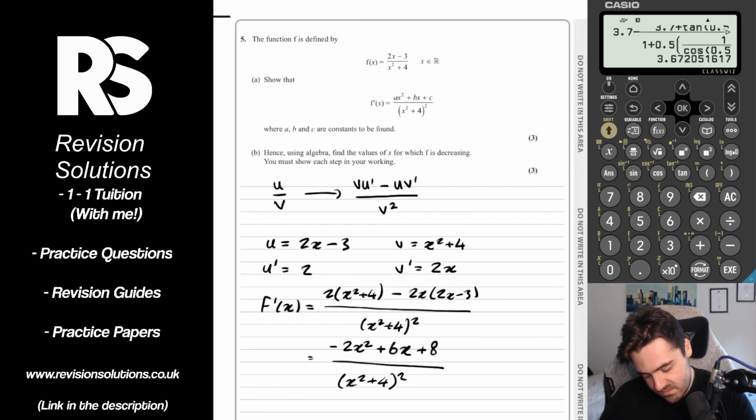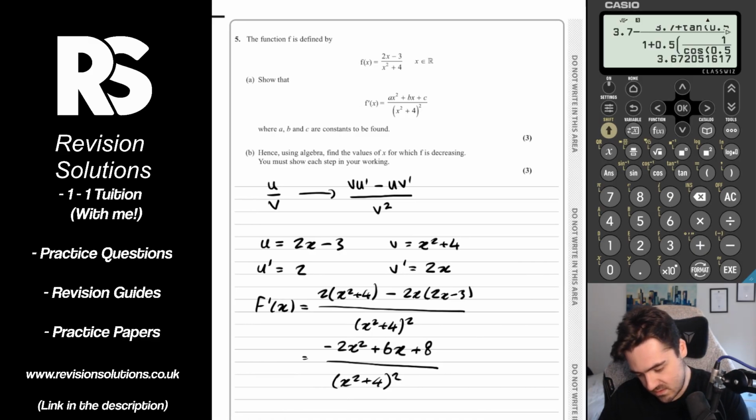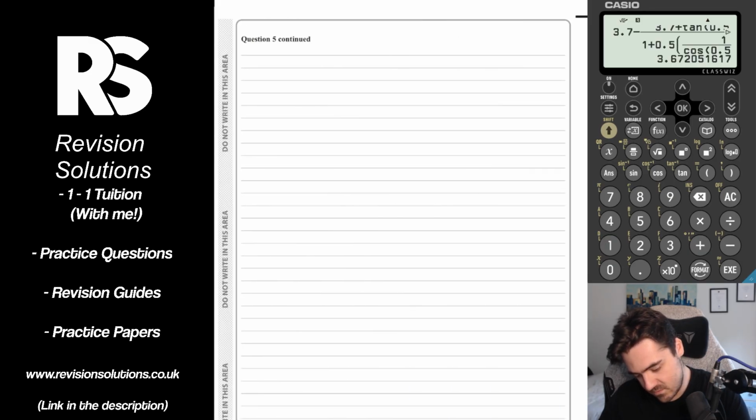Then it says, hence, using algebra, find the values of x for which f is decreasing. So if f is decreasing, that means our derivative is strictly negative for those values of x we're interested in. So let's just copy our derivative here. We'll paste this on the next page.